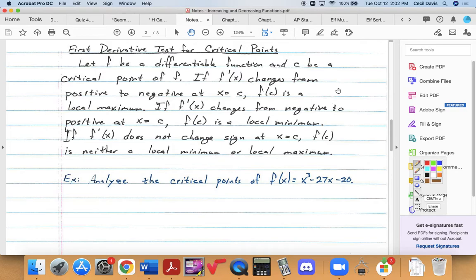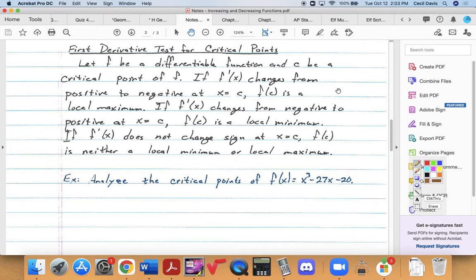Okay? If f prime of x changes from positive to negative at x equals c, then f of c is a local maximum. Think about that for just a second. If the derivative changes from positive to negative, when we have a positive derivative, the function is increasing. It's going to get to that point. Then f prime changes from positive to negative. Now, when f prime is negative, the function will be decreasing. So f of c is a local maximum.